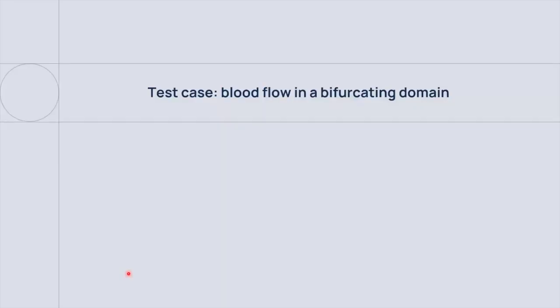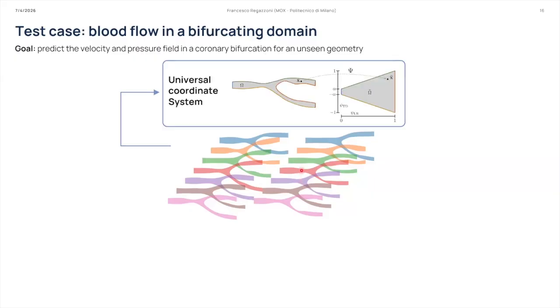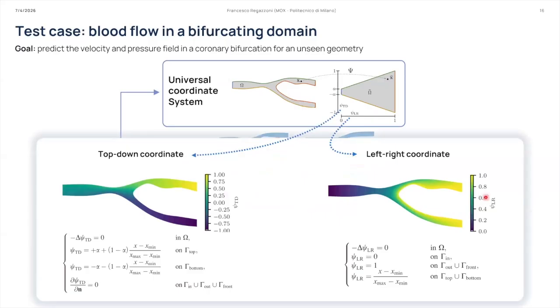So now I'm going to show you a benchmark test case. We would like to predict the blood flow in a bifurcating domain with the presence of stenosis that, as you can imagine, vary dramatically the blood flow. So first of all, we define some universal coordinate systems by solving two Laplace problems, where by putting in a wise way boundary conditions, we can define a top-down coordinate and a left-right coordinate.